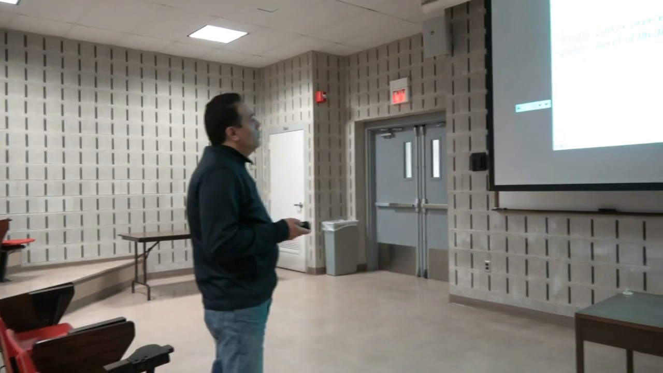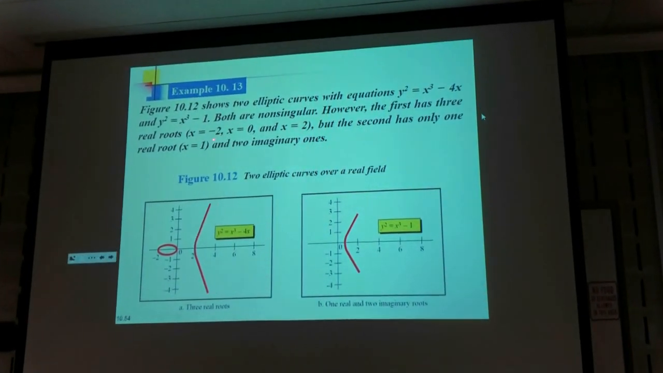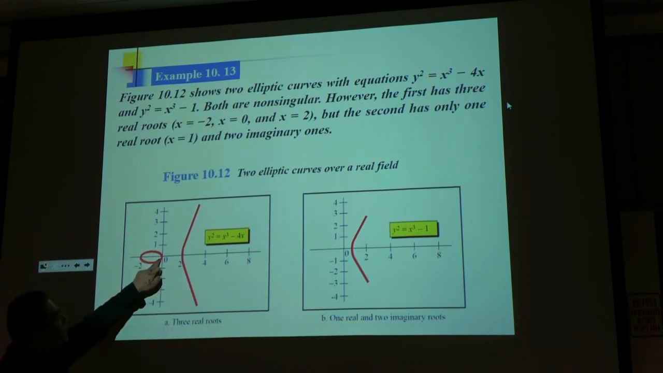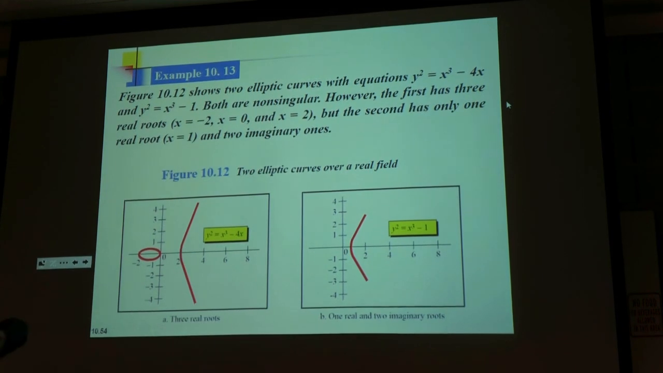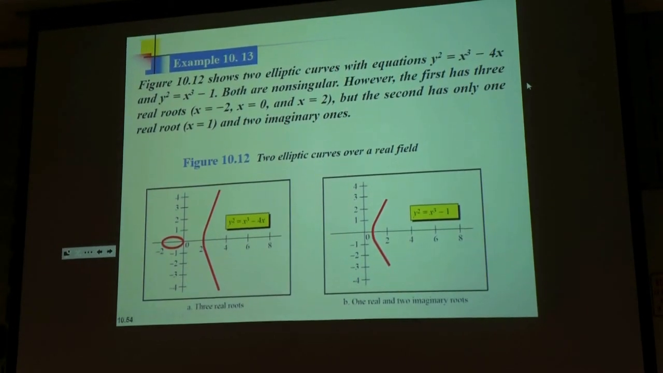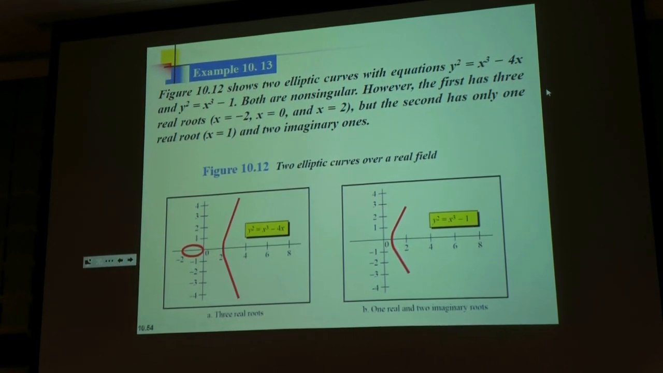However, the first has three real roots, which are x equals minus 2, 0, and 2. That is where the curve intersects with the x-axis, so as you see in here, minus 2, 0, and 2: three real roots. What's a root? The point that intersects with the x-axis, right? But the second has only one real root, which is x equals 1 in here, and two imaginary ones that you can't see.